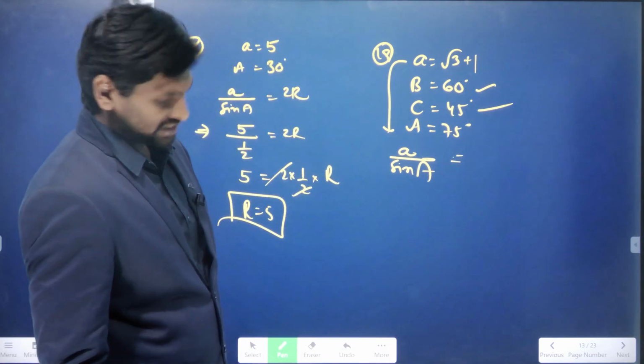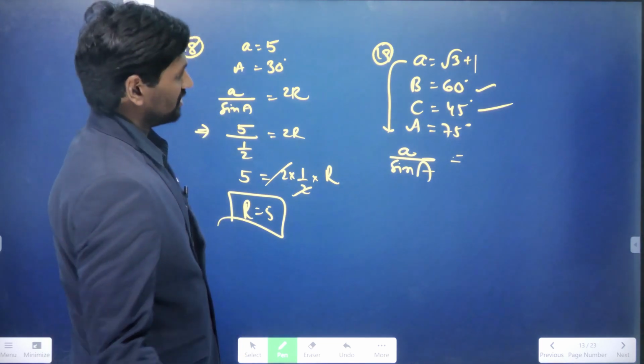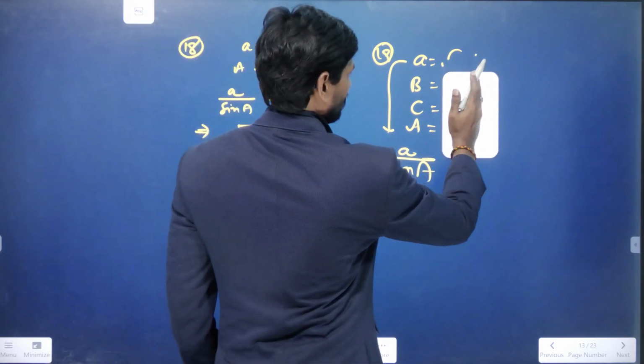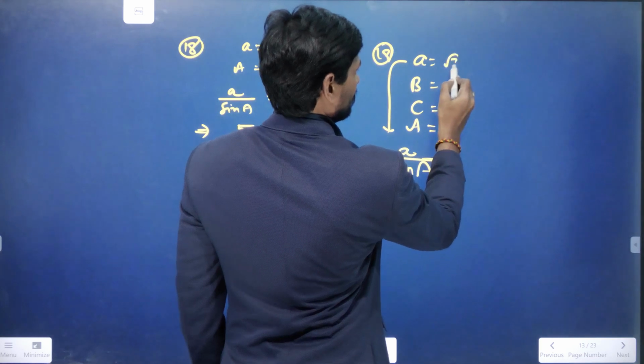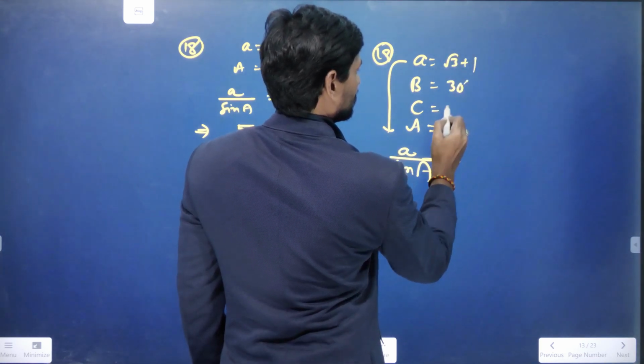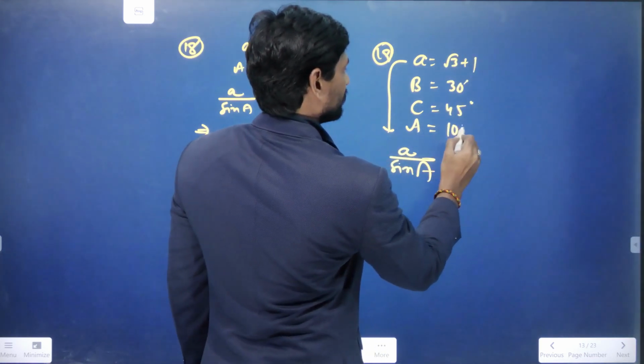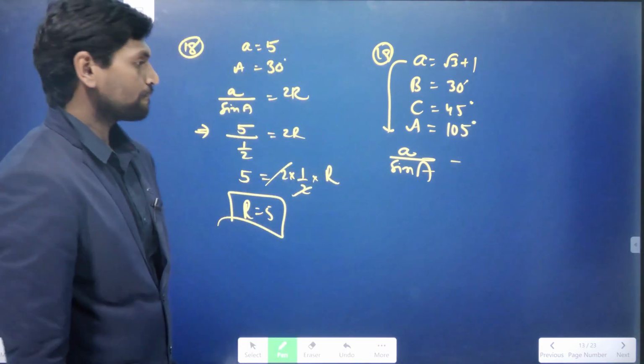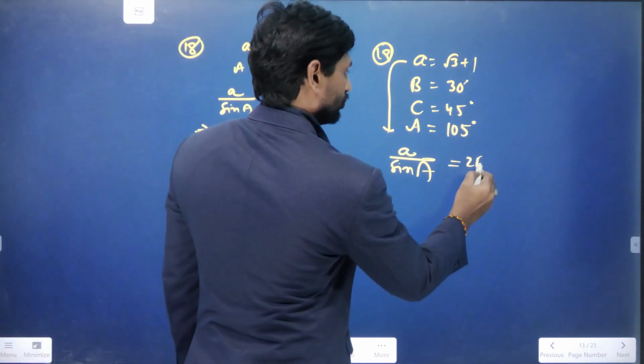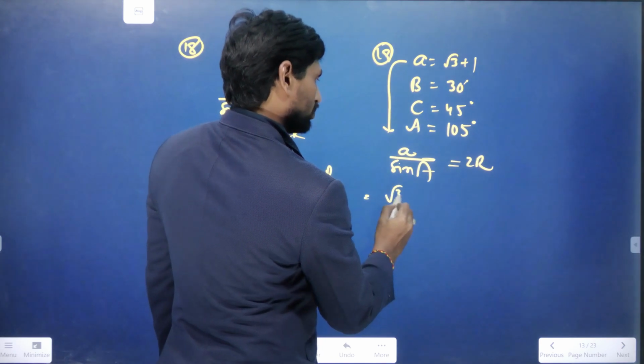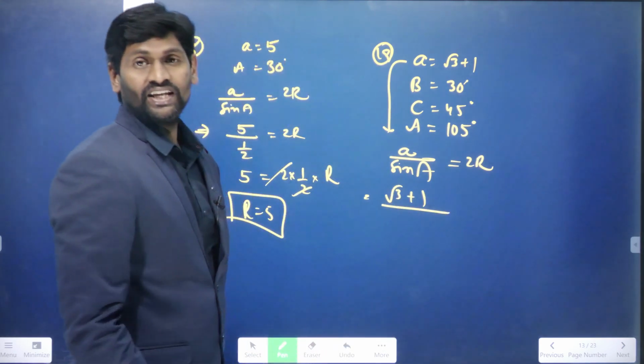Sorry, it is not 70, sorry, it is not 60, it is 30. This side is root 3 plus 1, this angle is 30 degrees and this is 45 degrees. 75 degrees means angle A is 105 degrees. So a by sine A is equal to 2R. The a value is root 3 plus 1 by sine A, which means sine 105 degrees.